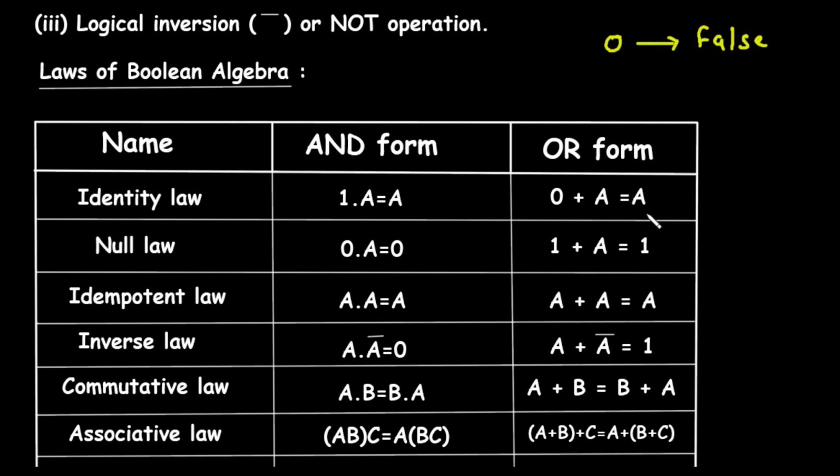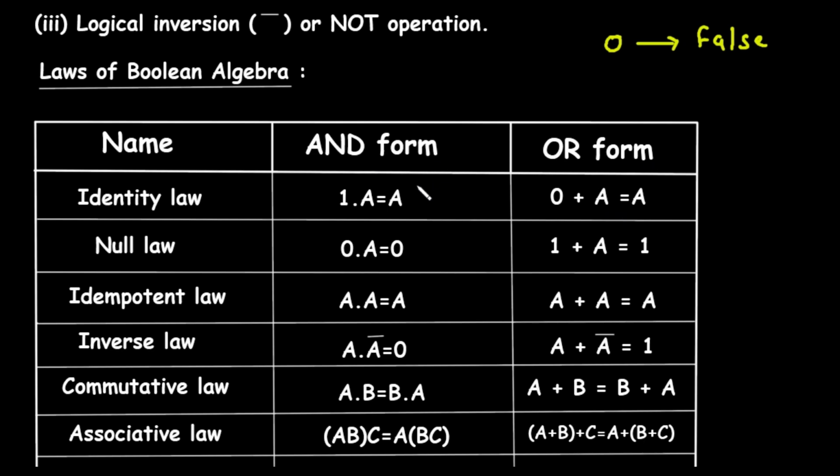If you combine a variable A with false, that is 0, the result is just whatever A was. If A is true, the result is true. If A is false, the result is false. So adding 0 has no effect. So this is for the OR form.